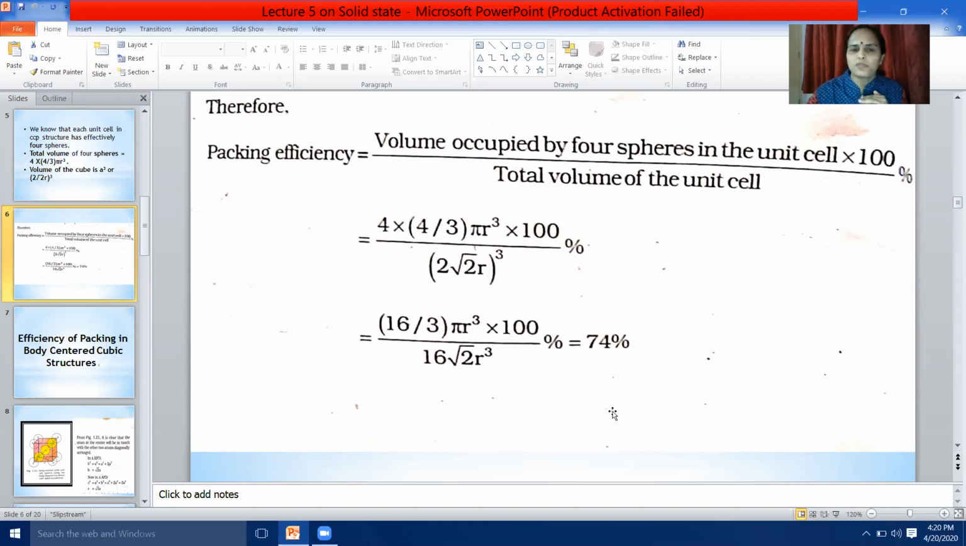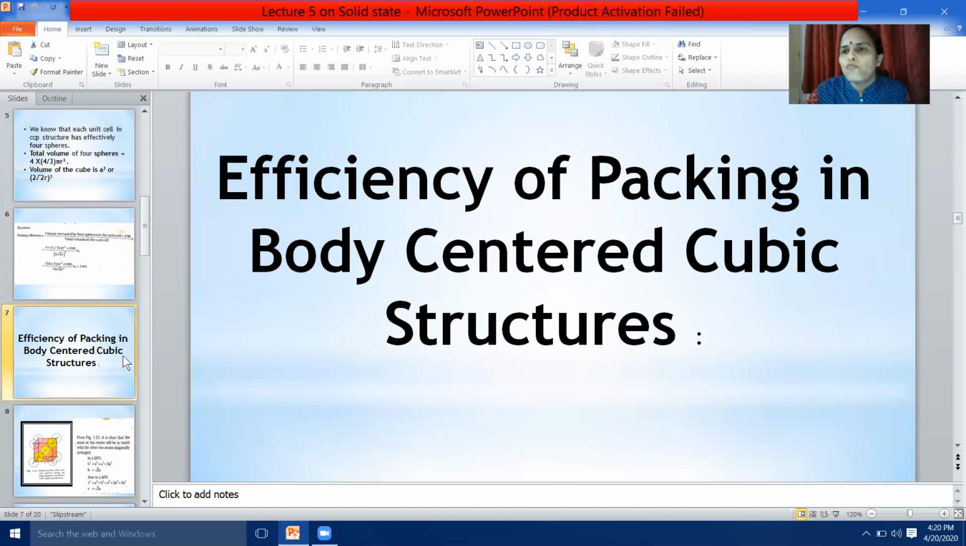So I hope this part is clear. Remember in your mind, the packing efficiency in case of HCP or CCP structures is equal to 74%. Then we come to the second calculation of packing efficiency, that is, efficiency of packing in body-centered cubic structures, that is, BCC structures. How many atoms are present in BCC? There are 2 atoms present in BCC unit cells.